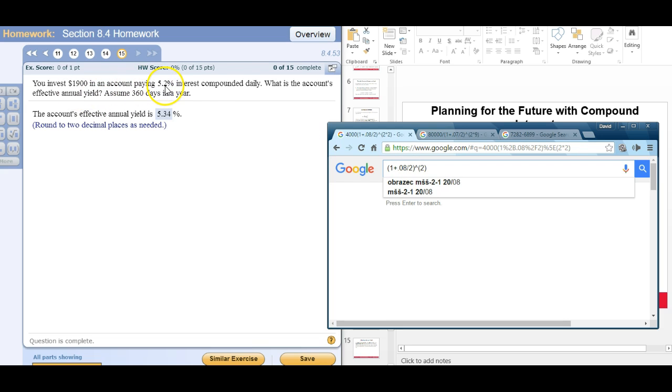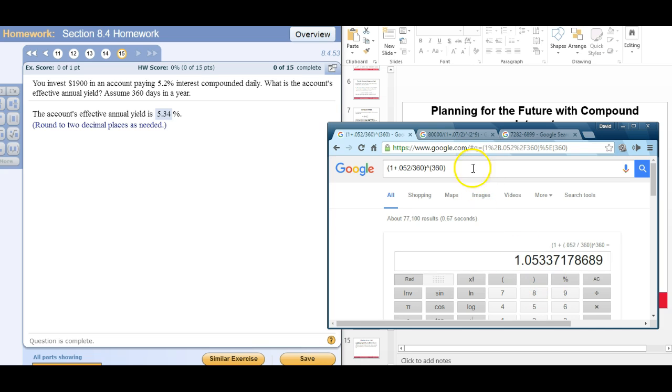So the account pays 5.2% compounded daily. Alright, so 5.2, compounded daily. Remember, for daily, they say use 360 right here. So 360, and there's a 360. And then that's, oops, I forgot to do the minus 1. Minus 1, and then there's the decimal. So to get a percent, we move over 1, 2 places, round it to 2 decimal places. So 5.337 would round to 5.34 for yield.